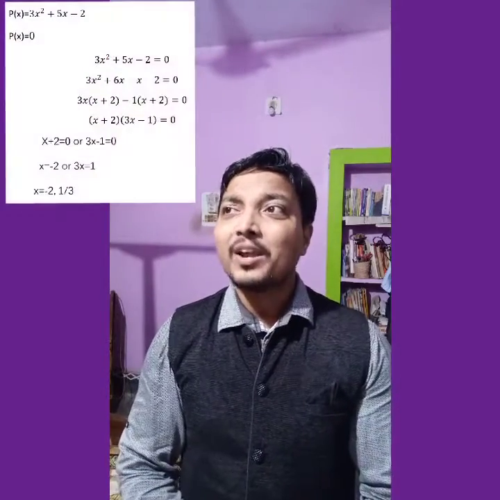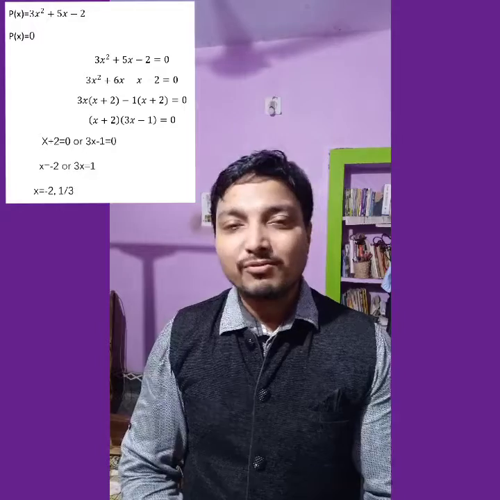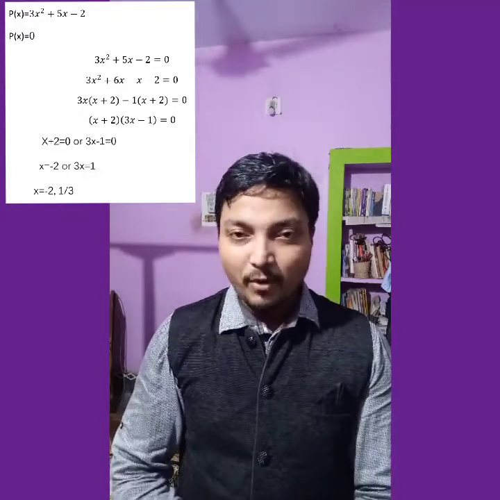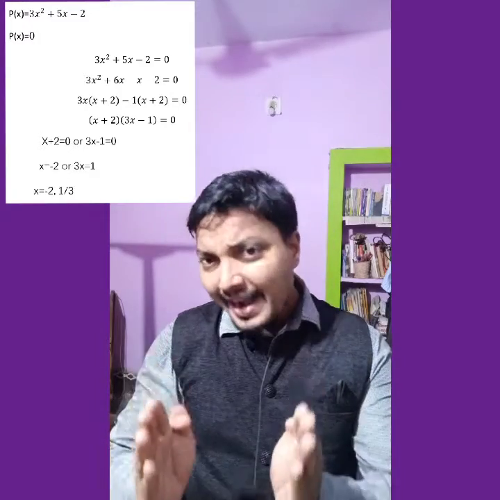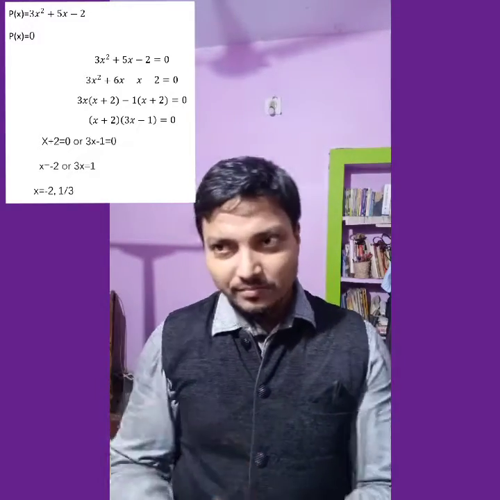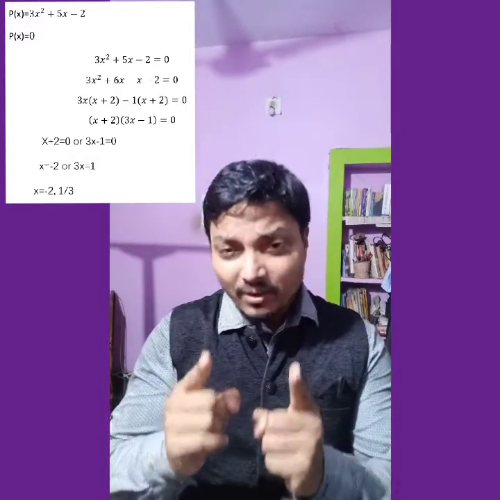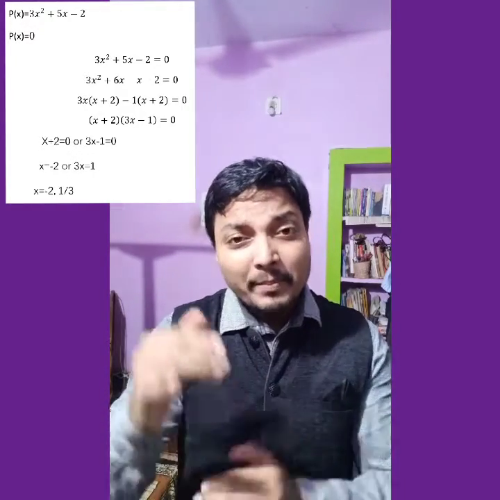Okay, another example: suppose one of the polynomials is 3x square plus 5x minus 2. To get the zeros of the polynomial, we have to equate that polynomial to 0. So on equating 3x square plus 5x minus 2 equal to 0, always remember one thing, a quadratic polynomial can be factorized by splitting the middle term.